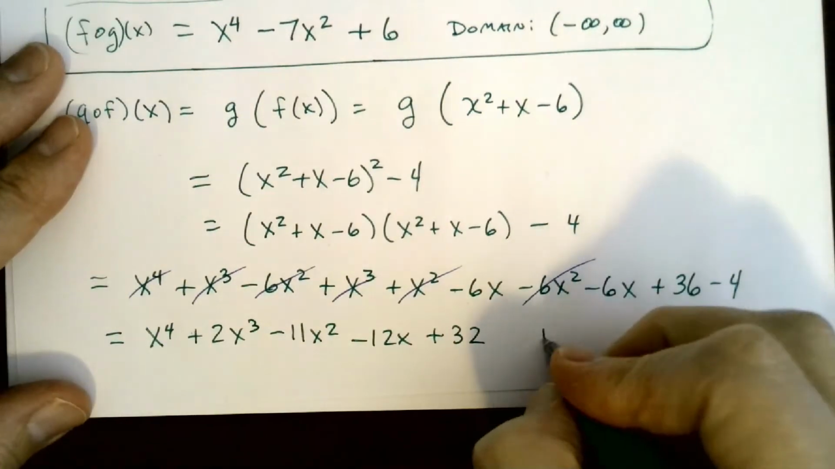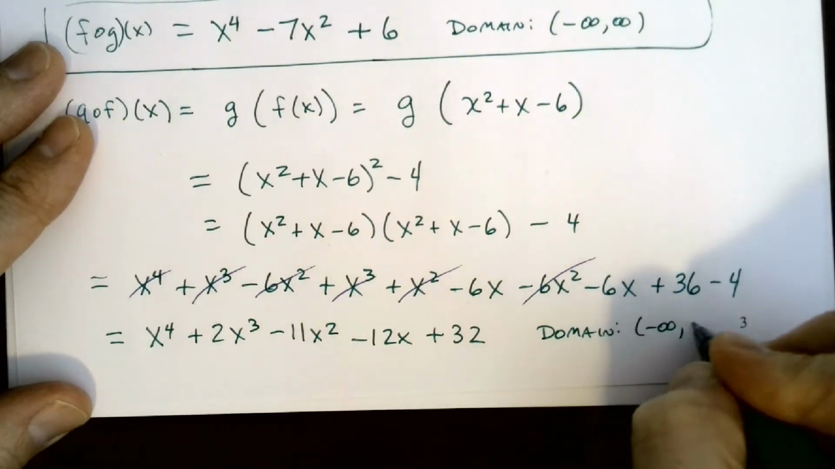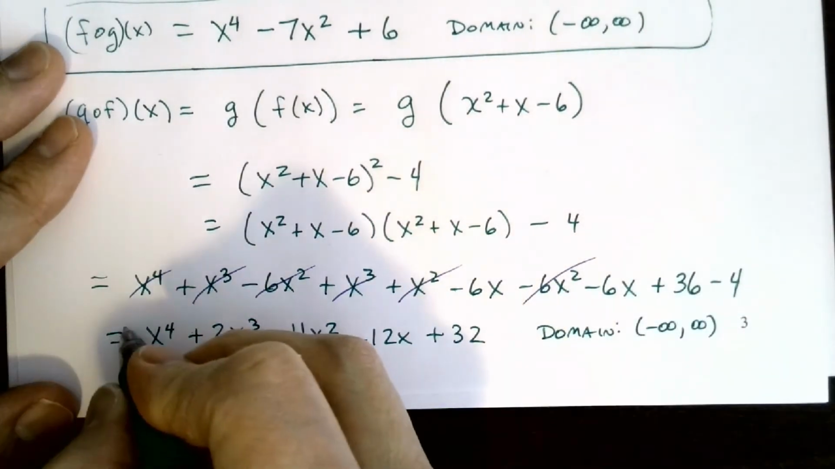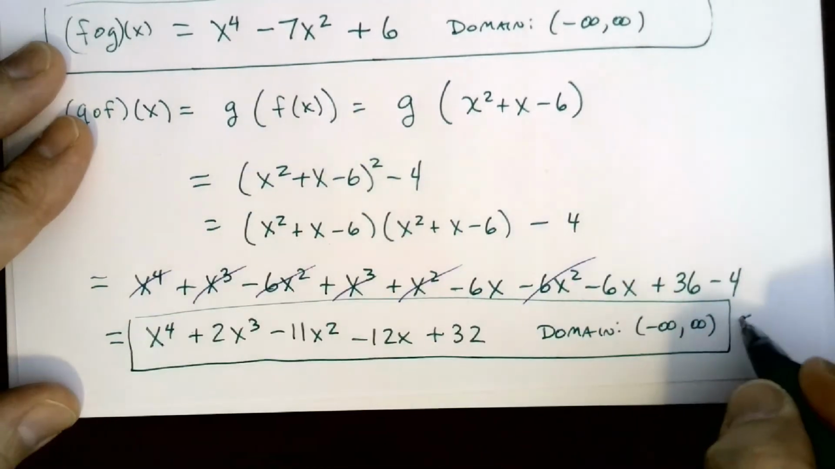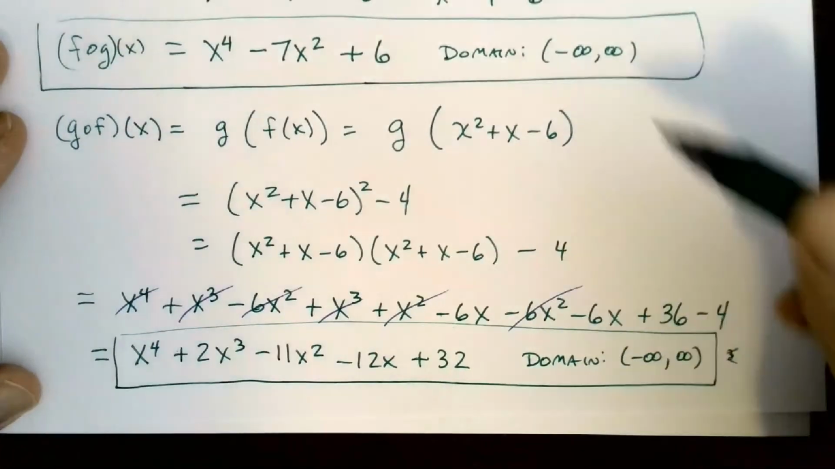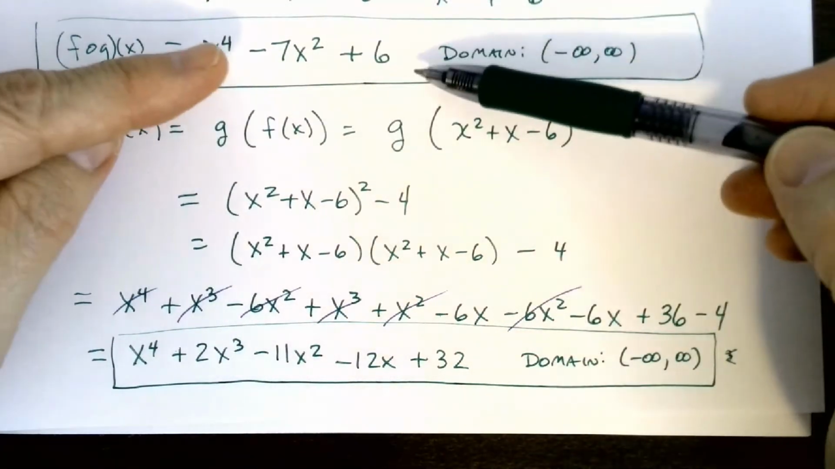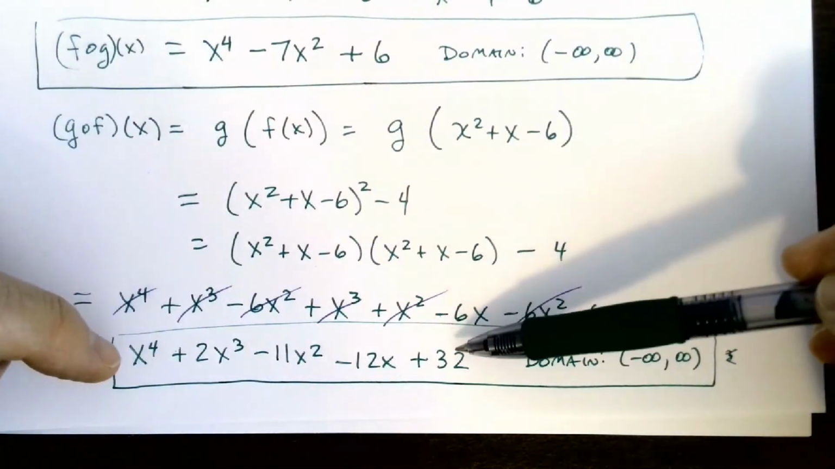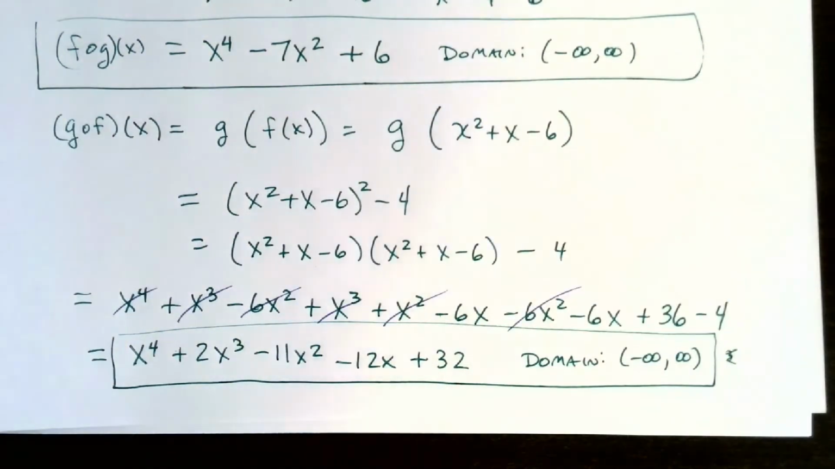What's the domain of G circle F? Again, as it was with F composed with G, all real numbers. So there's our result there. And you can see clearly, notice the difference in the composition, right, in the rule? Really different results here. Okay? Not at all the same thing, and that's true in general.